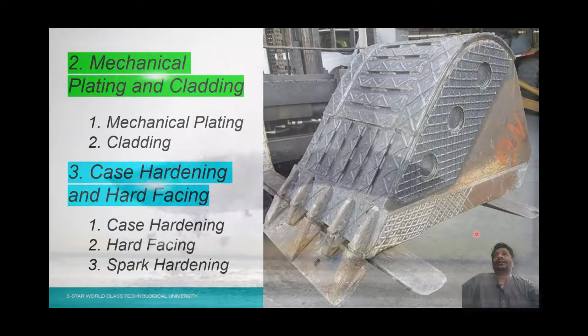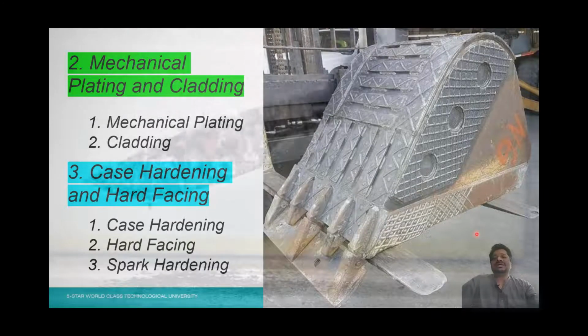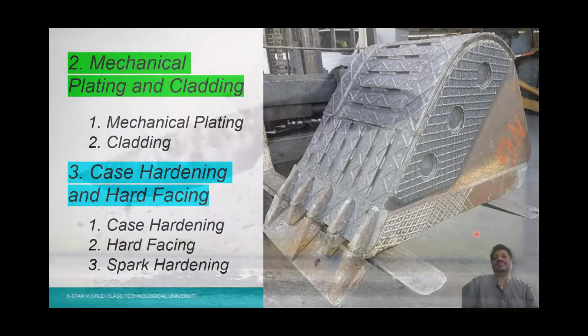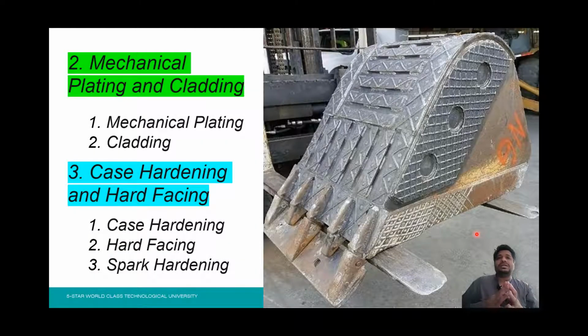Next we move on to other techniques, which are mechanical plating and cladding, followed by case hardening or hard facing. In mechanical plating, very fine metal particles are compacted over the workpiece surface by glass, ceramic or porcelain beads, and they are propelled by rotary means such as tumbling. So the tumbling of those small beads embeds the particles. Those small particles are cold welded to the surface, and then they act as a protective layer.